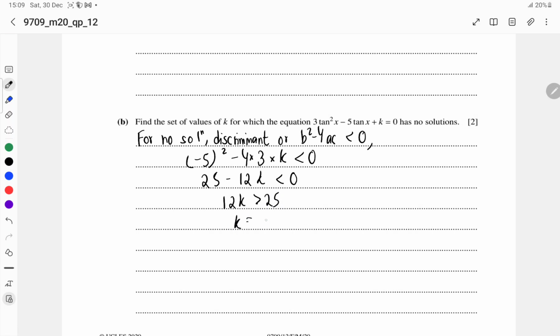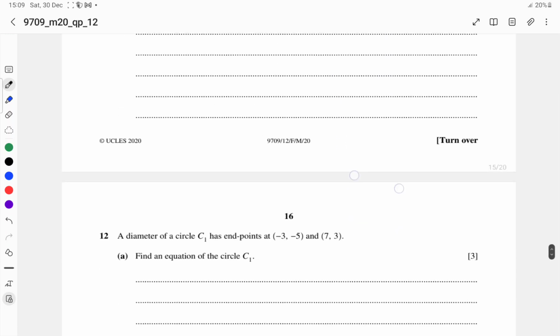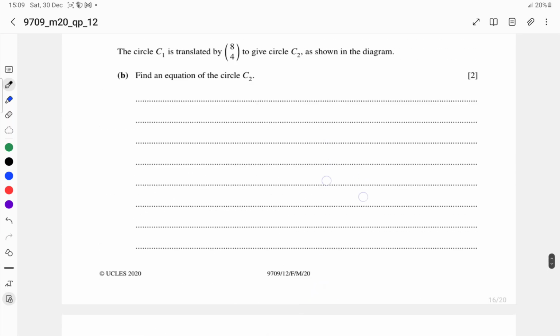And then after, k must be greater than 25 over 12, right? So this is our answer. K must be greater than 25 over 12. And then after, for the next part, are we on the last page? How many questions are left? Let me just check it fast and quick.